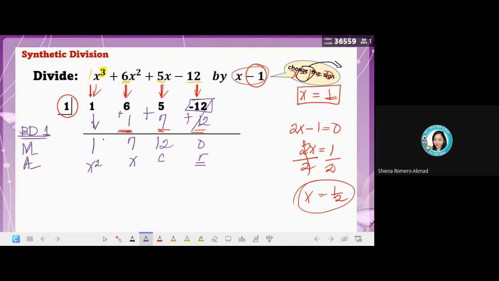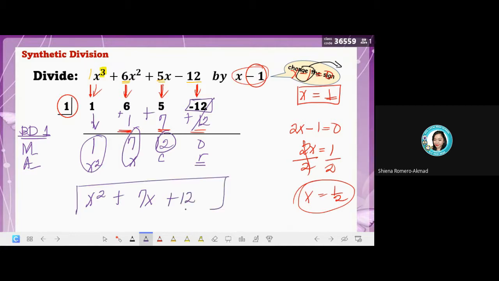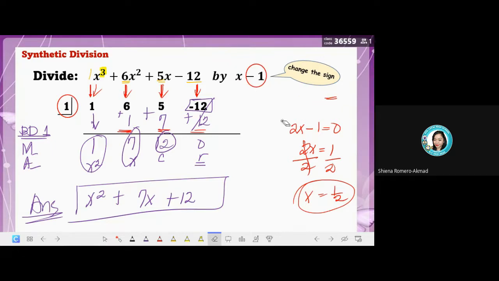So, ano yung magiging answer natin? We have 1, or simply x squared, plus 7x, plus 12, and there is no remainder. So, this will be the final answer. Okay? Let me clear all the drawings here, kasi ipapakita ko sa inyo yung mas maayos na solution.